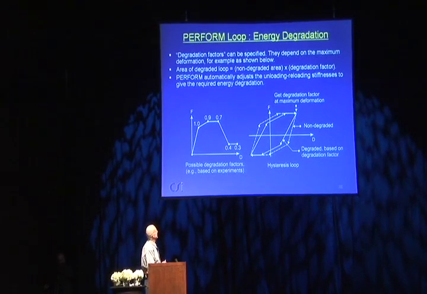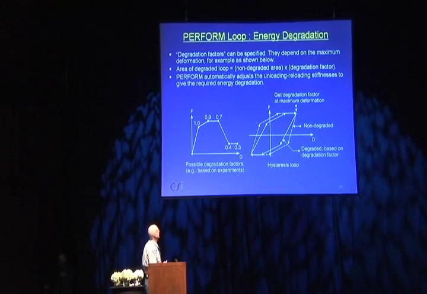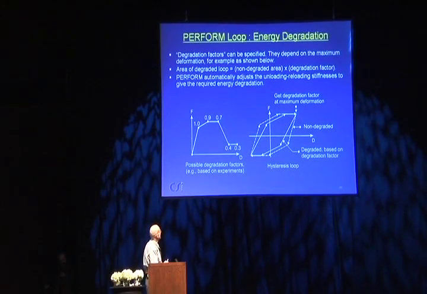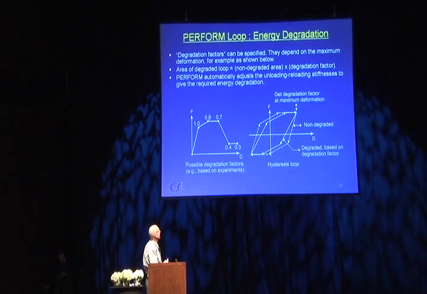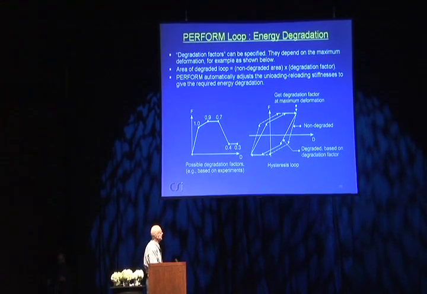And if before yield and shortly after yield, there's no significant energy degradation. If we cycle backwards and forwards at this level, you'd say that the area of the degraded loop is about 90% of the non-degraded area. The non-degraded loop is dashed; the degraded loop would be here.